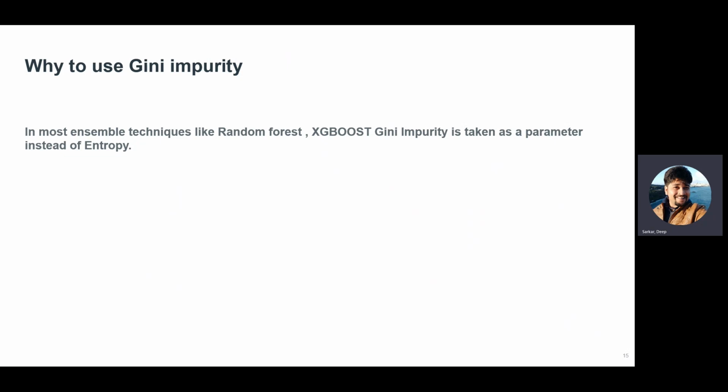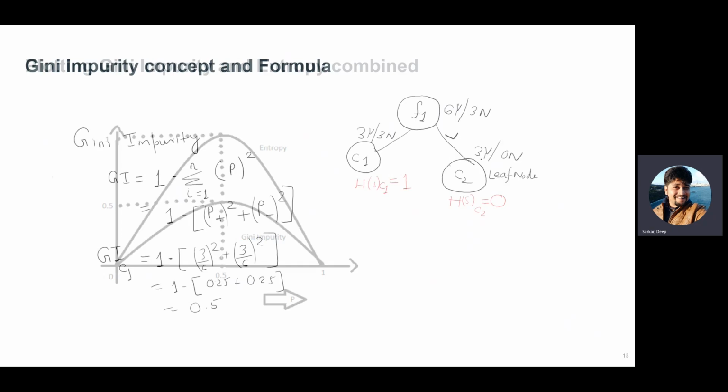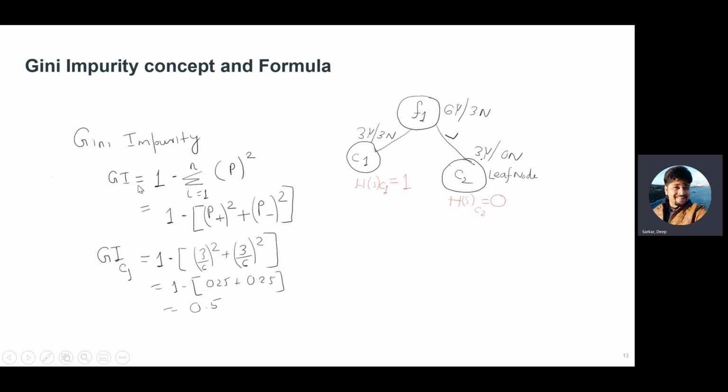Why? Let's go to that formula again, the basic mathematical formula. Do you see any logarithmic calculation over here? There is no logarithmic calculation. It's a very simple formula: 1 minus probability of plus squared plus probability of minus squared. A straightforward formula. Obviously, the computational efficiency of Gini impurity is much better than entropy.